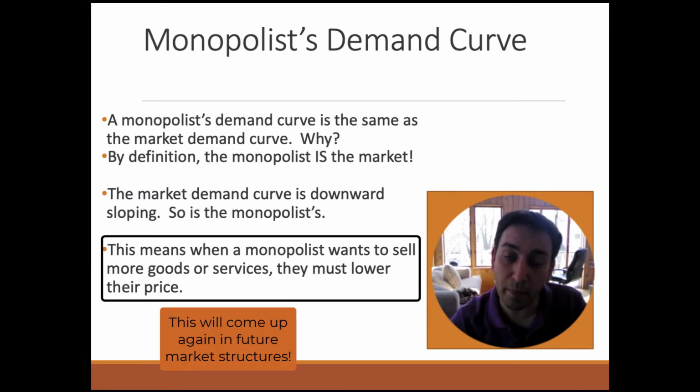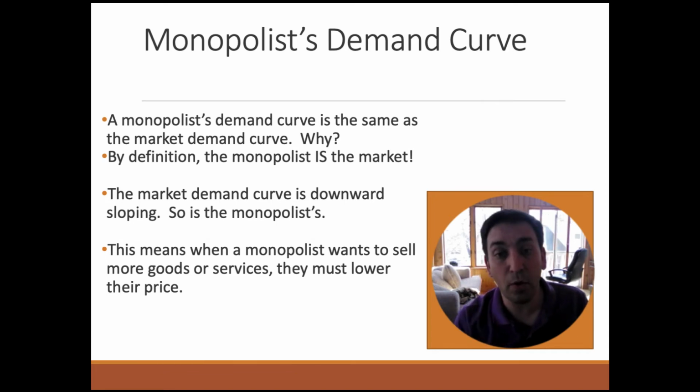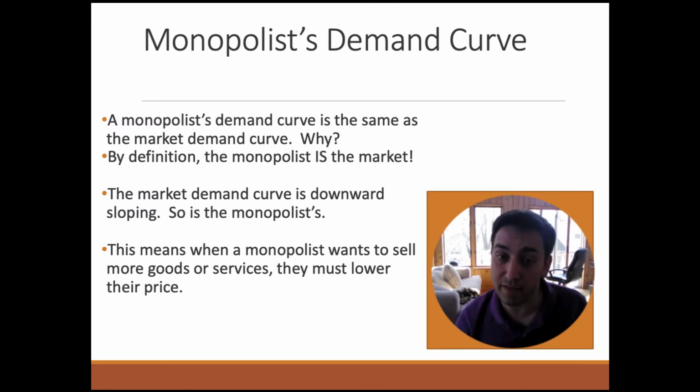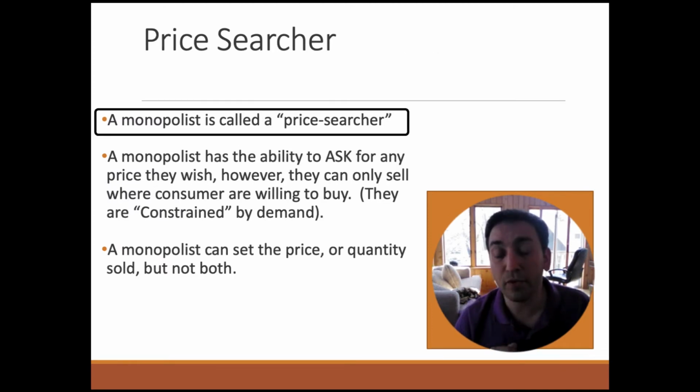Anytime you have a downward sloping demand curve, it means in order to sell more, you have to lower your price. If you raise your price, you're going to sell less. You have the law of demand working with you. This becomes a huge output, where before in perfect competition, as you sold more, price equaled marginal revenue. Now there's an opportunity cost. Every time you sell more, you're going to lose some existing sales. As a result, the monopolist is called a price searcher.